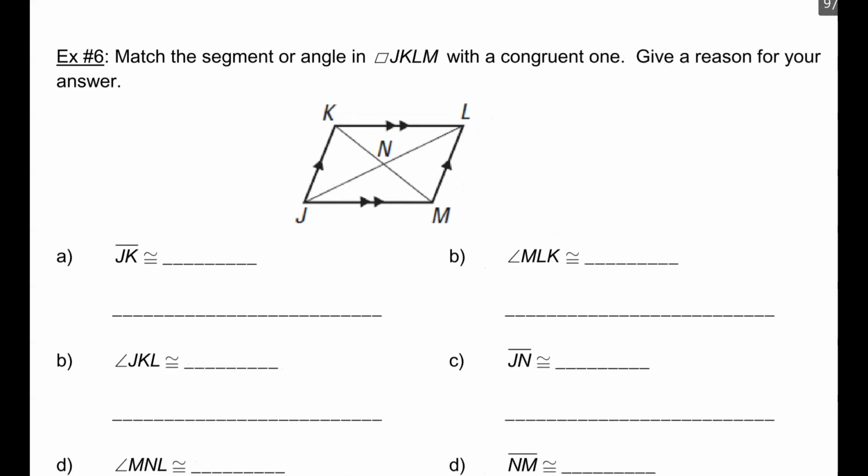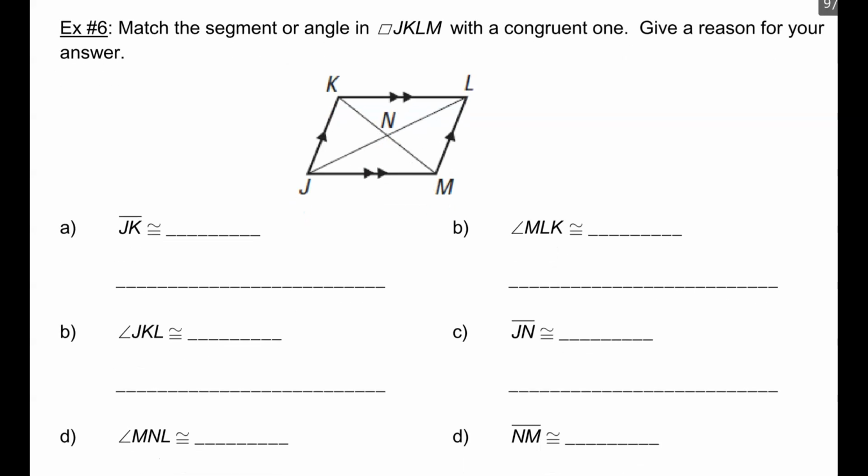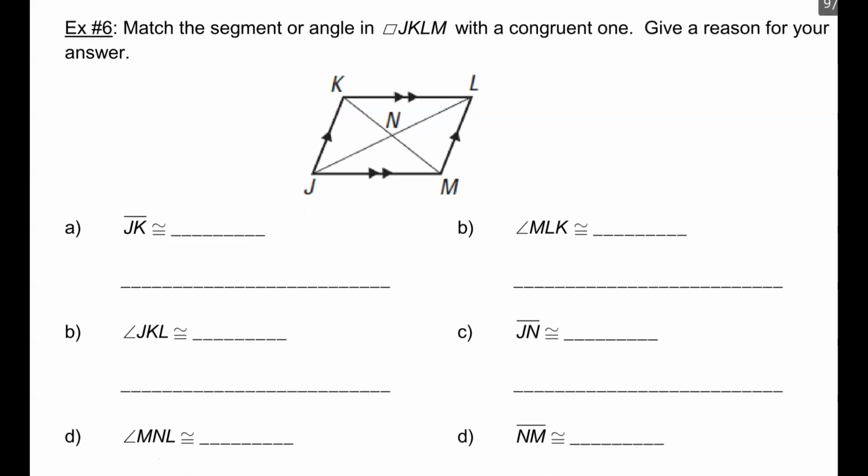Match the segment or angle in the parallelogram with a congruent one. Give a reason for your answer. So JK is right here. That means the congruent one must be LM. And the reason is because opposite sides are parallel, right? These are opposite sides, and there are problems just like this in your homework. So you need to have this justification. You must justify your reasoning.